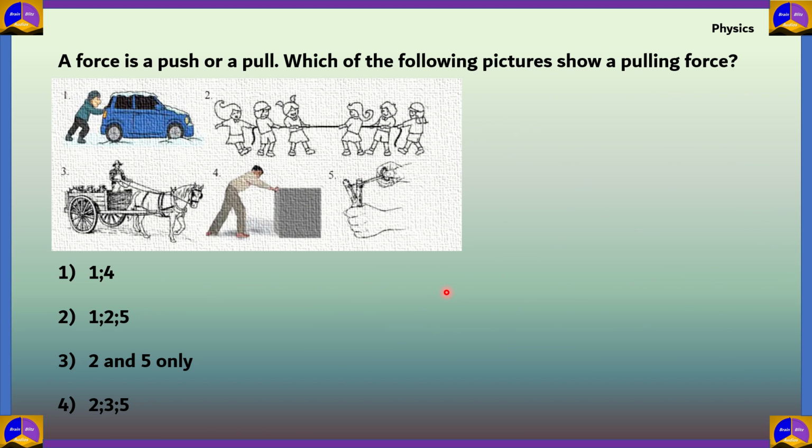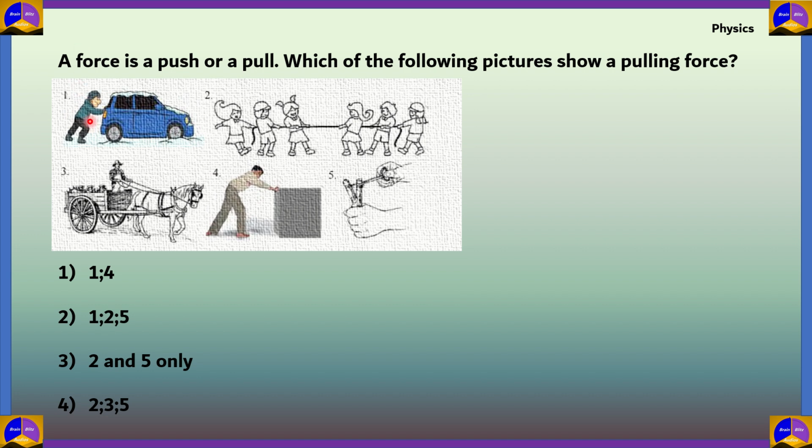First question. A force is a push or a pull. Which of the following pictures show a pulling force? Option 1, 1 and 4. Option 2, 1, 2 and 5. Option 3, 2 and 5 only. Option 4, 2, 3 and 5. Let's look at each of these pictures.